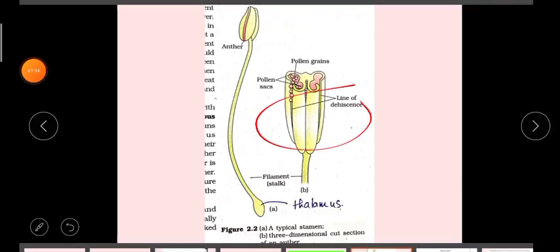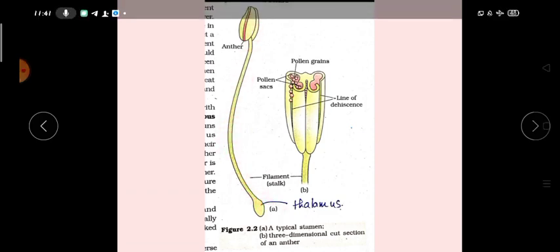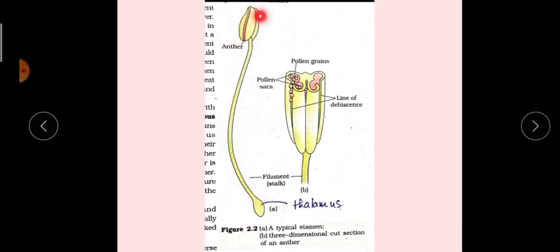If you see this diagram, it will be more clear. This is your stamen, this is the anther. Here it is a bilobed structure, two lobes are there, and this is the filament or stalk, attached to the thalamus. If you cut this anther, you will see in this three-dimensional cut section the pollen sacs. Sacs means a compartment where you will see pollen grains, and inside the sacs only you will find the pollen grains.